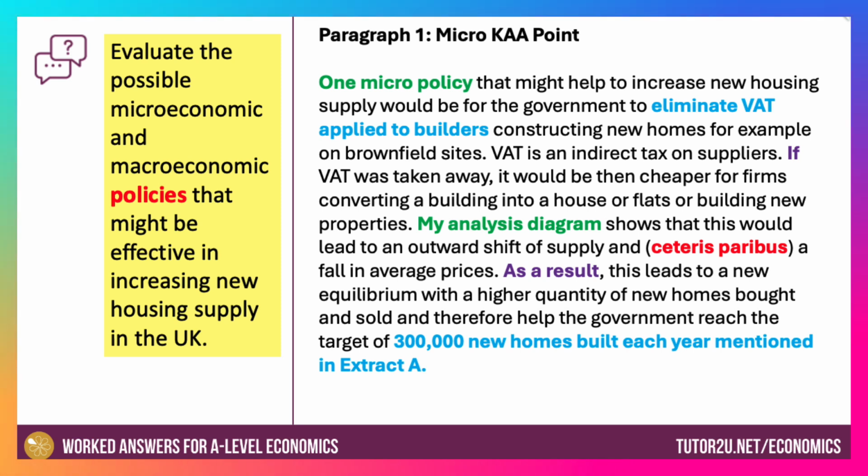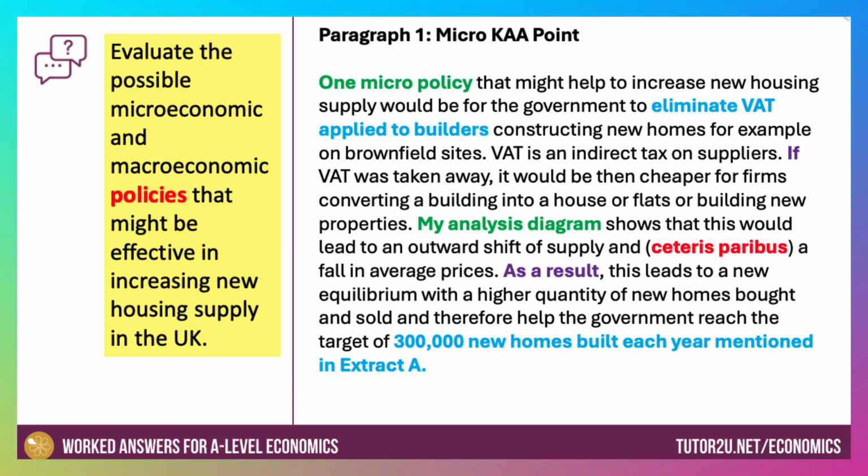So one micro policy that might help to increase housing supply, linking back to the question, would be for the government to eliminate VAT applied to builders constructing new homes. VAT is an indirect tax on suppliers. So if VAT was taken away, it would then be cheaper for firms to convert a building into a house or flats or build new properties.